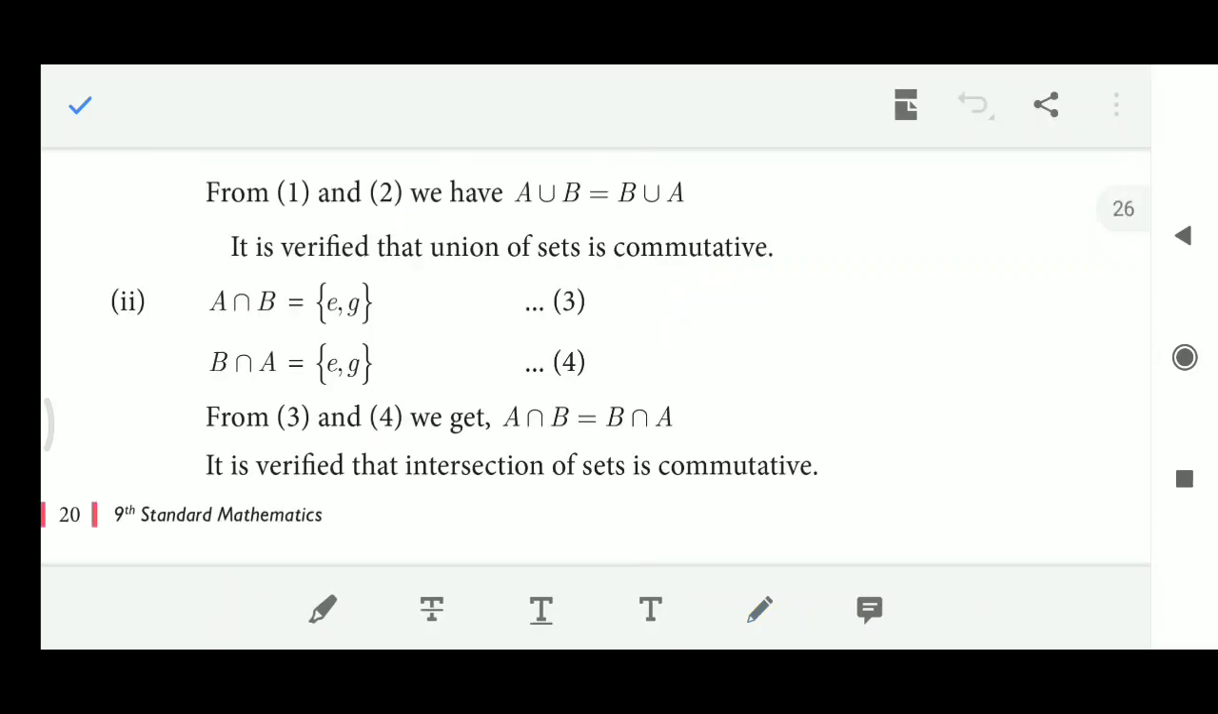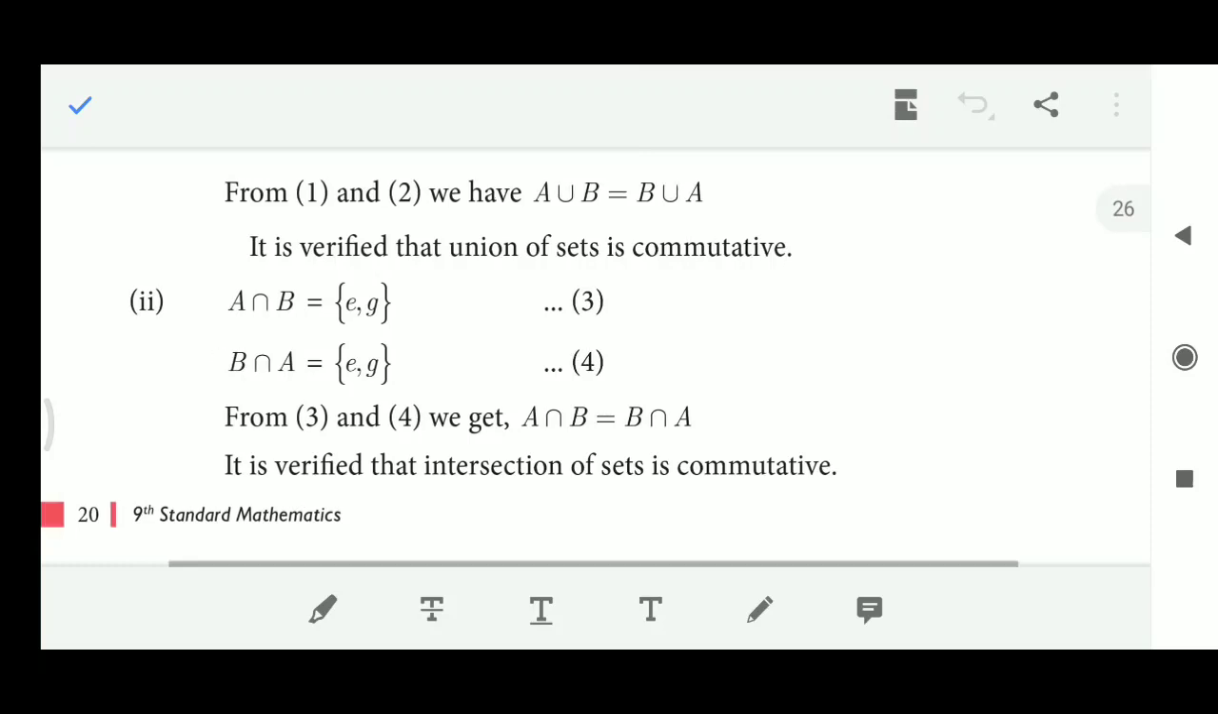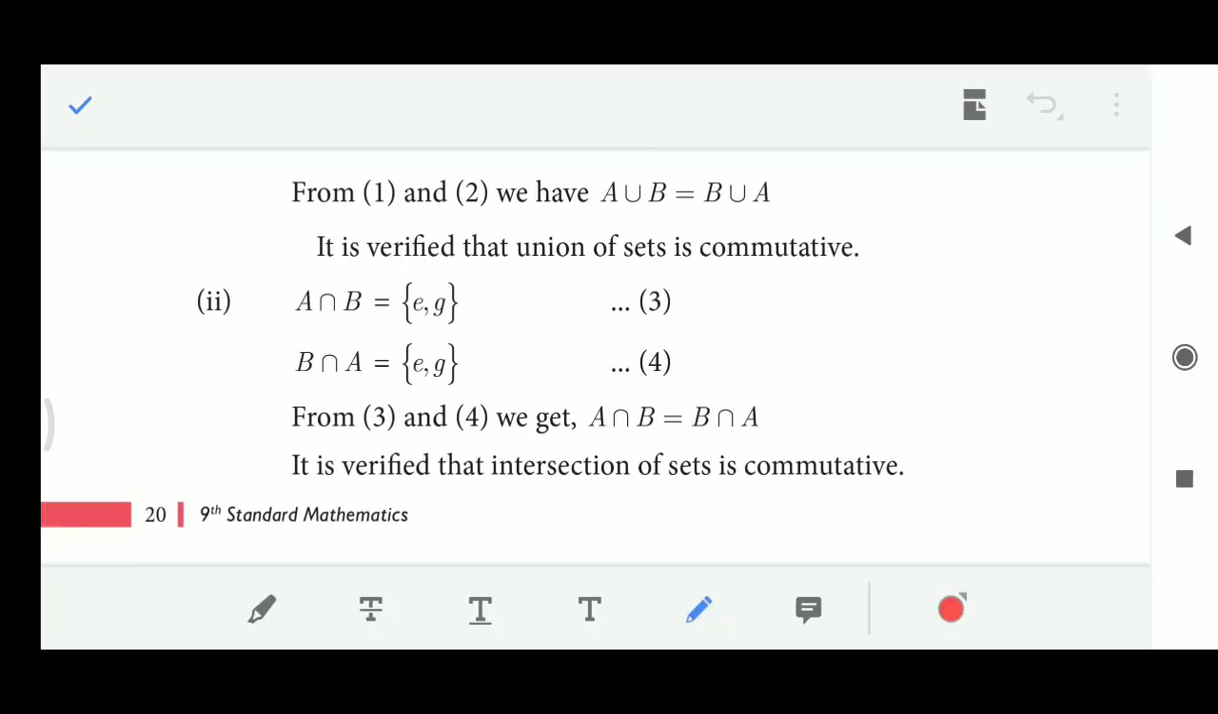So in both equations 3 and 4, we get A intersection B is equal to B intersection A. Hence it is verified that the intersection of sets is commutative.